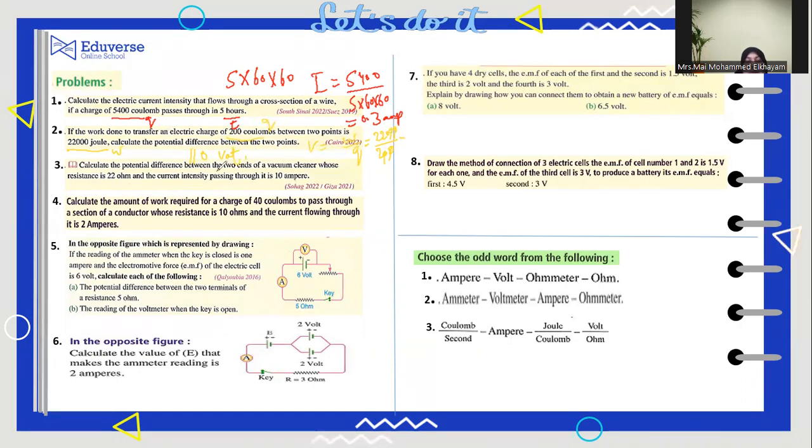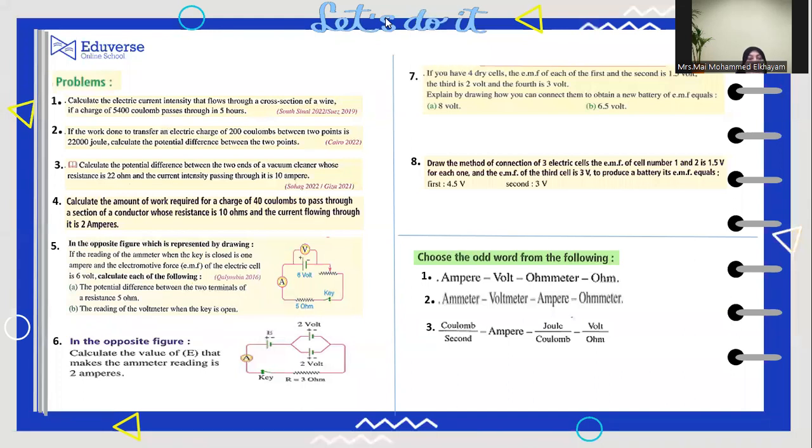Calculate the potential difference between two ends of a vacuum cleaner whose resistance is 22 ohm and the current intensity passing through it is 10 ampere. Okay, what are the given information? Resistance and current intensity. V equals RI equals 10 multiplied by 22 equals 220 volt. Okay, let's remove this.